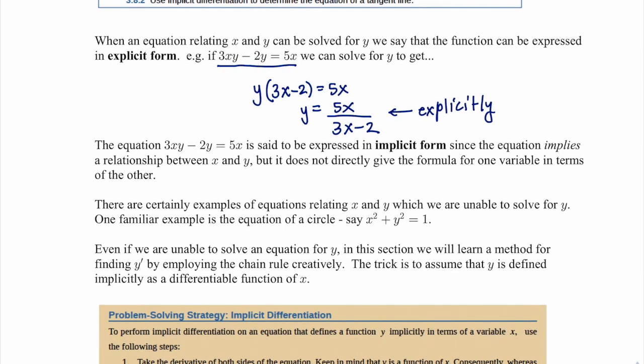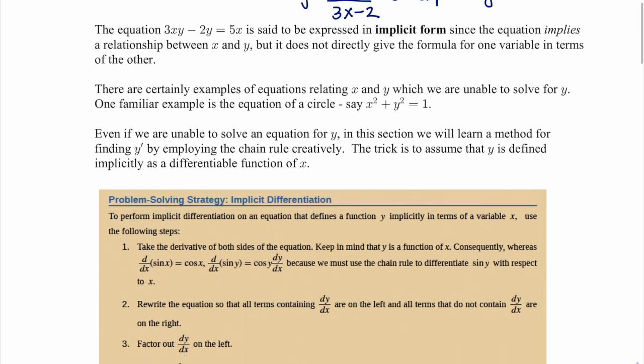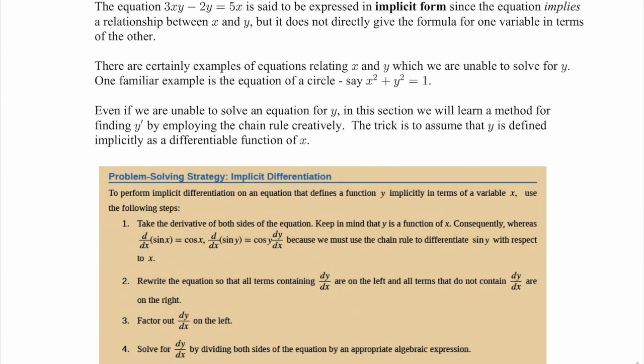So in this section, we're going to learn how to find dy dx, even if we're not able to explicitly solve for y in terms of x. A familiar equation that we'd usually leave in explicit form would be the equation of a circle of radius 1 and center 0, 0. So we know x squared plus y squared equals 1 would give us just the circle with radius 1, center 0, 0.